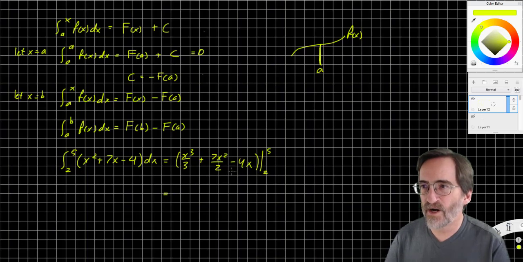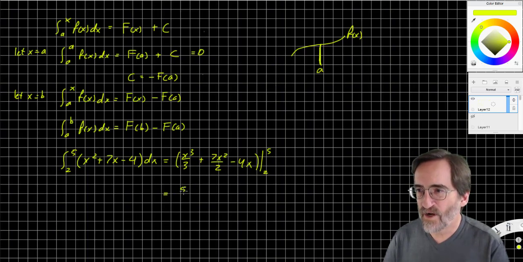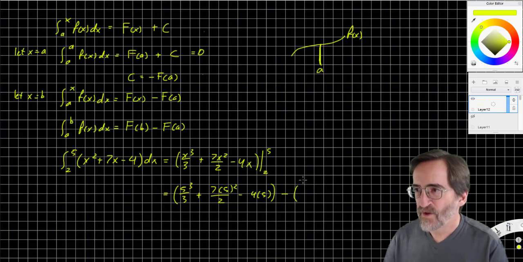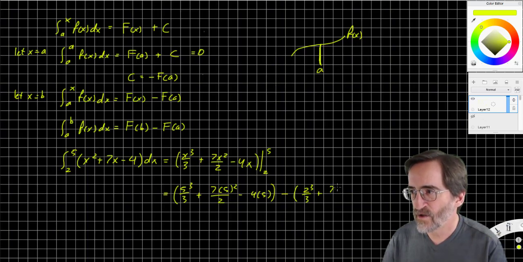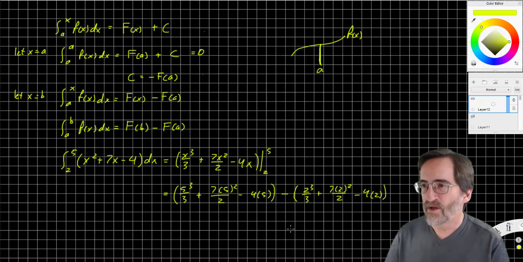And here's how this looks. We insert 5, F of b, so 5 cubed over 3 plus 7 times 5 squared over 2 minus 4 times 5, minus, now we're going to insert 2 cubed over 3 plus 7 times 2 squared over 2 minus 4 times 2. And the rest is arithmetic.